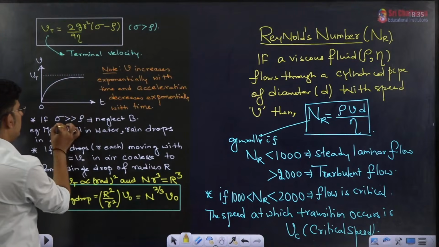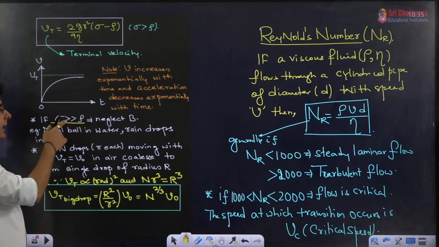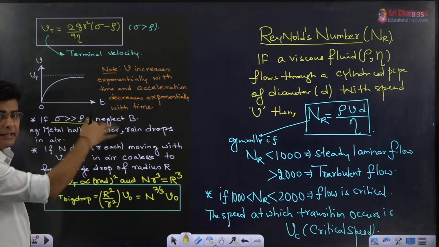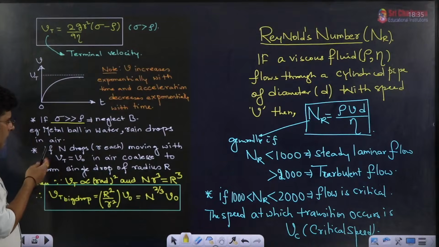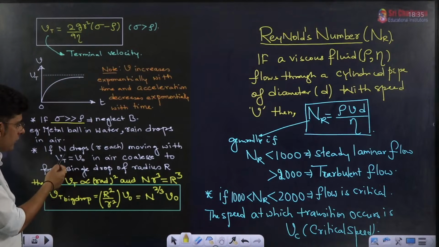Next very, very important thing: if the density of the object is very large compared to the density of the fluid, we will simply neglect the buoyant force. For example, metal balls moving in water, raindrops moving in air, you can neglect buoyant force. Now in such cases a very important question is asked.